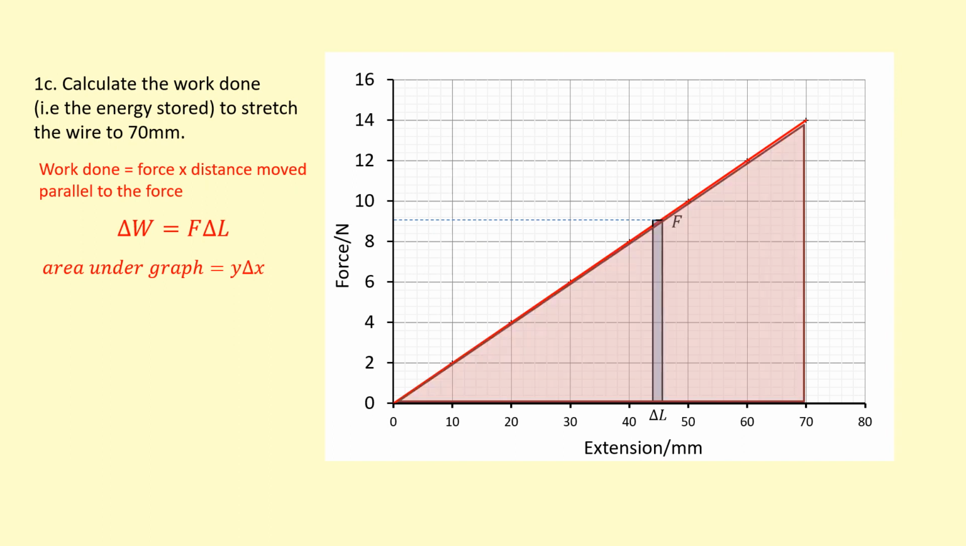So in this case, it's a triangle. It won't always be a triangle, but in this case, we can just do half times the maximum force, 14, times the total extension, and that gives us 0.49 joules.